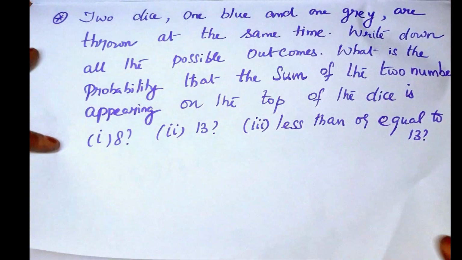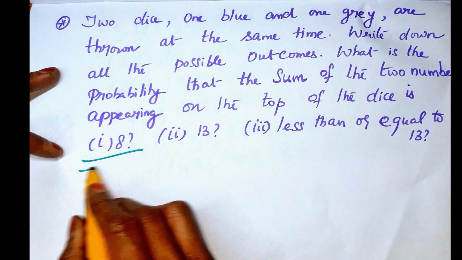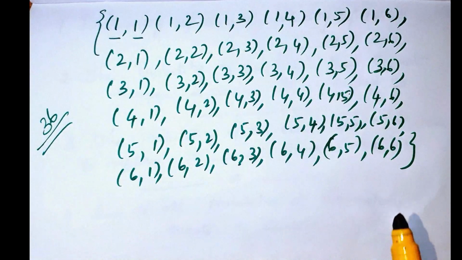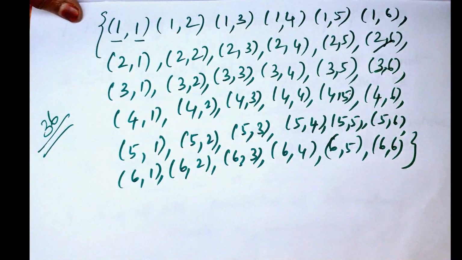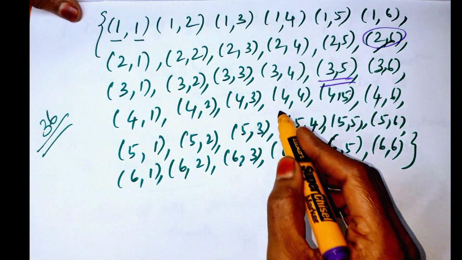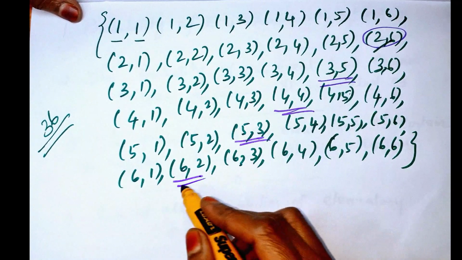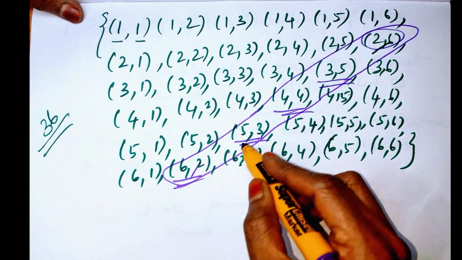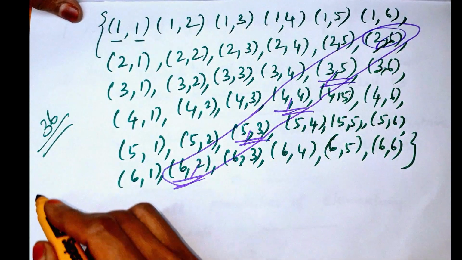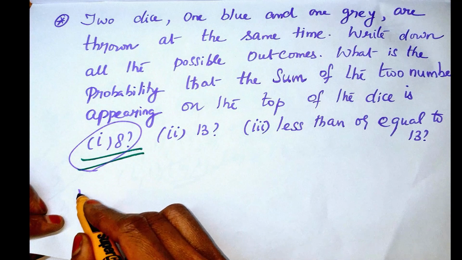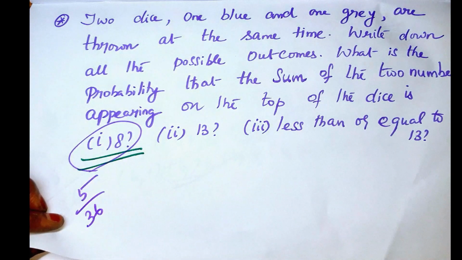Out of those 36 outcomes, the first question they are asking is to find the sum of the top as 8. So 8 means this one: 2 plus 6 is 8, and this one 3 plus 5, 4 plus 4, 5 plus 3, and this one. So 1, 2, 3, 4, 5. Totally we have 5 outcomes out of 36. So the answer for this one is 5 by 36. This is the probability of getting a total of 8.